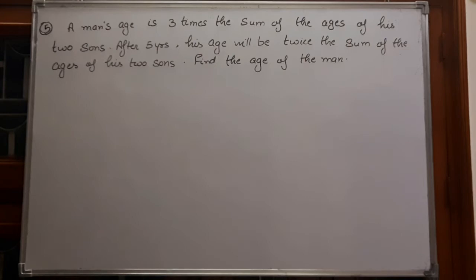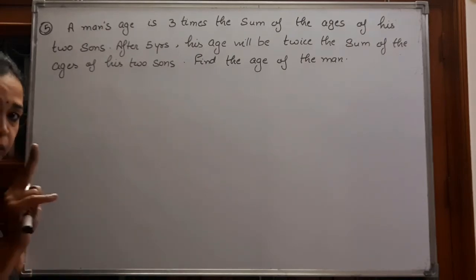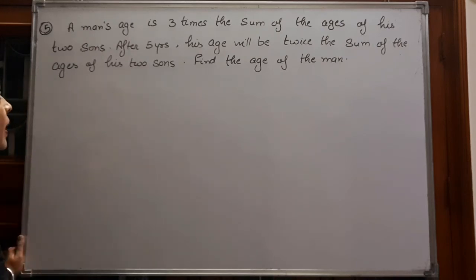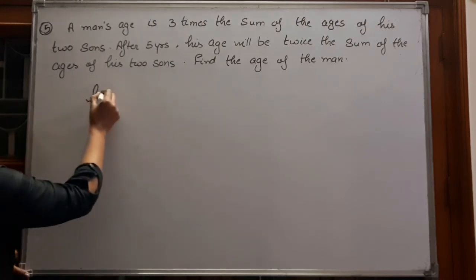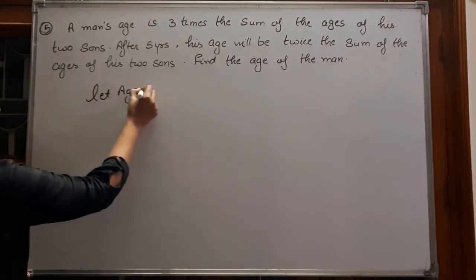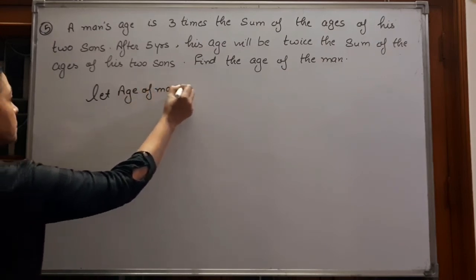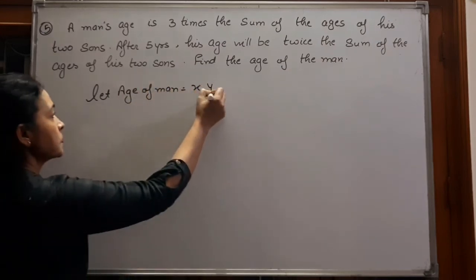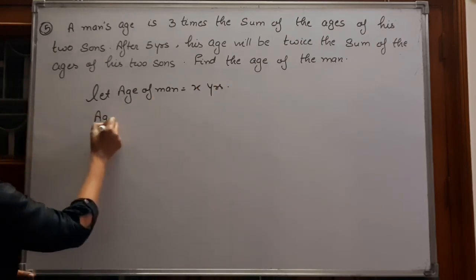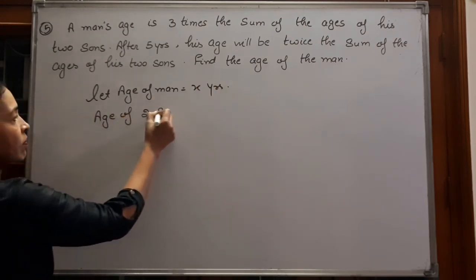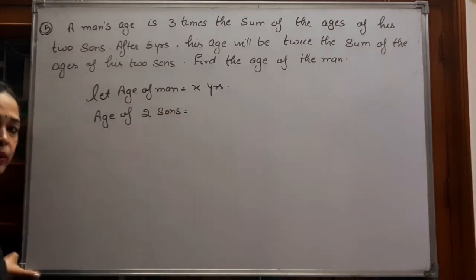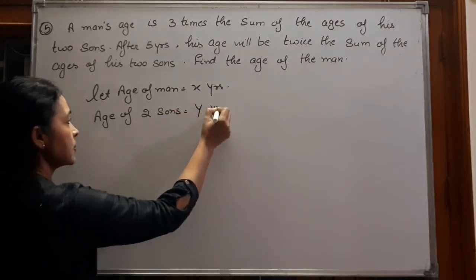A man's age is 3 times the sum of the ages of his 2 sons. After 5 years, his age will be twice the sum of the ages of the 2 sons. Find the age of the man. Let the age of the man be x years, and we are taking the age of the two sons together as y years.